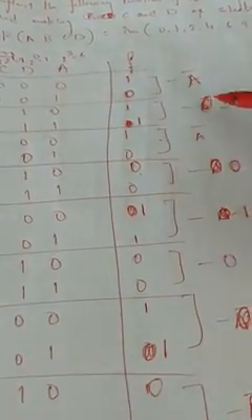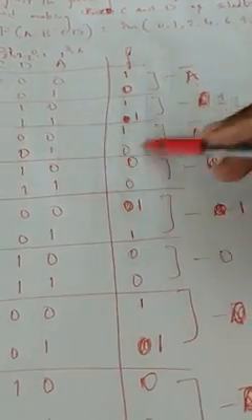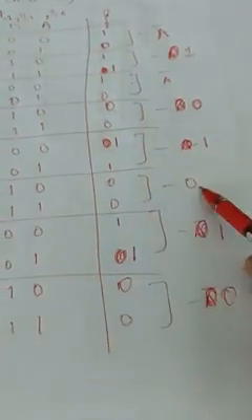So like 0, 1, 1, 0. So I wrote A bar, like reverse. 0, 1 and 1, I wrote 1. So 0, 1, 1, 0, A bar. 0, 0, I wrote 0. 1, 1, I wrote 1. 0, 0, I wrote 0. 1, 1, I wrote 1. 0, 0, I wrote 0. So we have got these like A bar, 1, A bar, 0 and 1, 0, 1, 0.